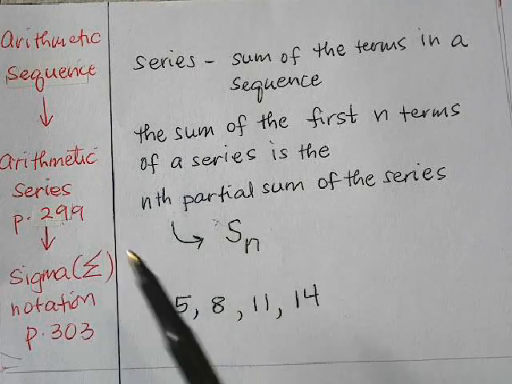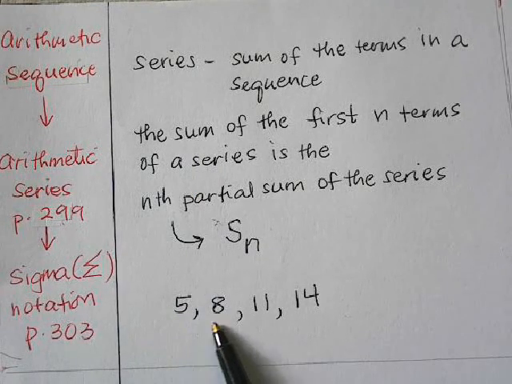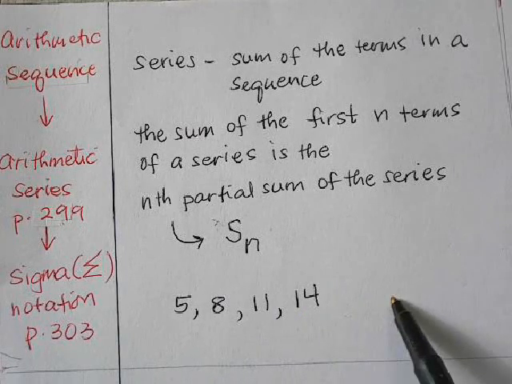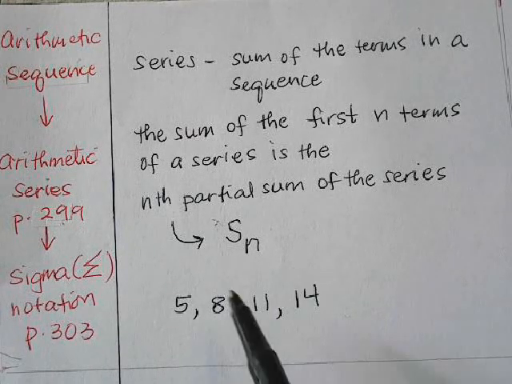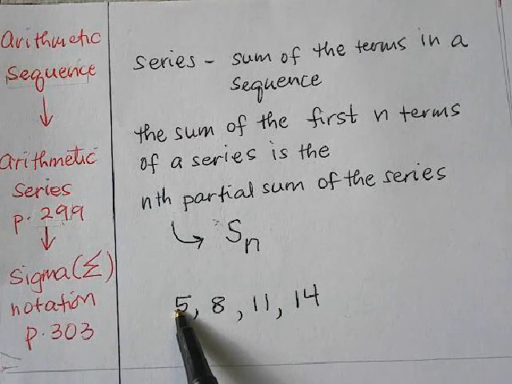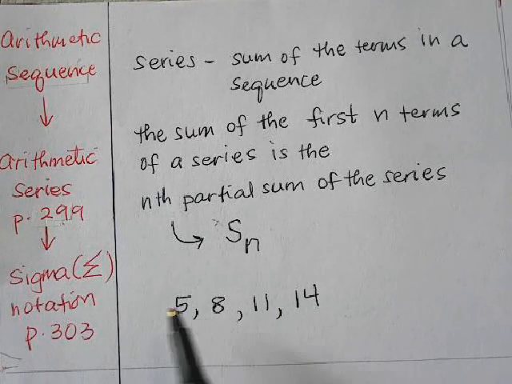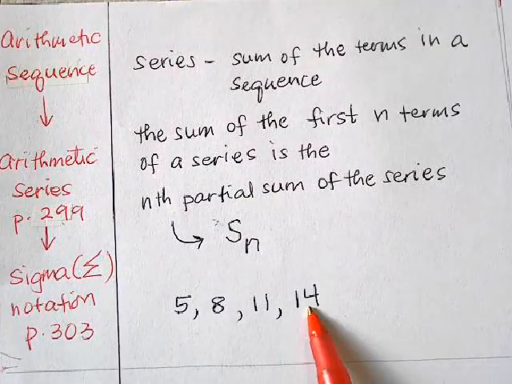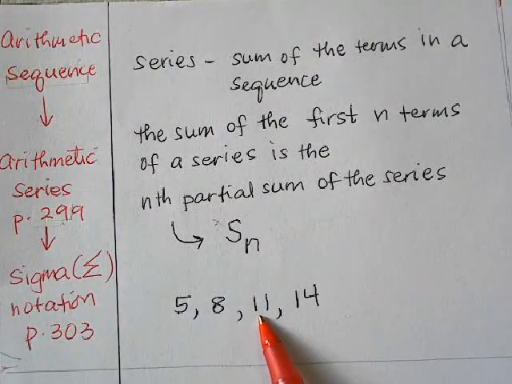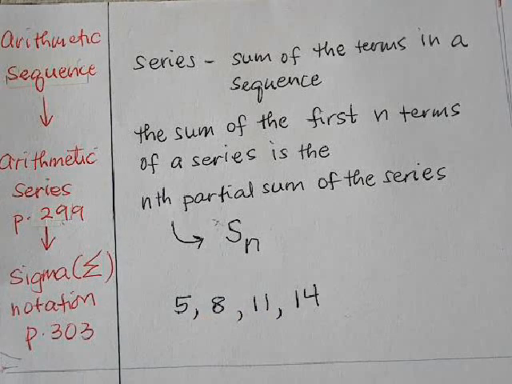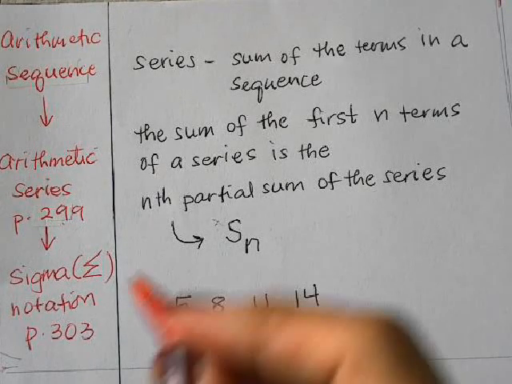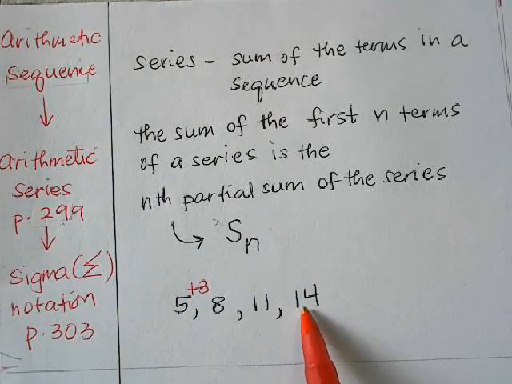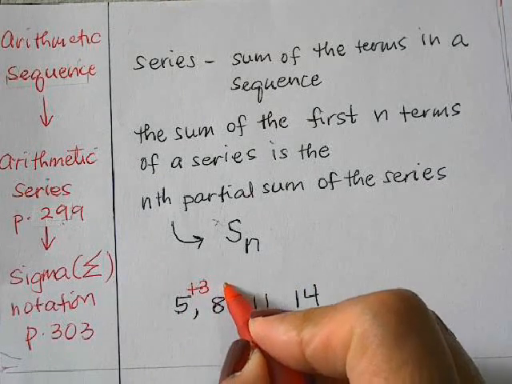A sequence is a list of terms. This is a sequence, and you can continue it without end. We know our first term is 5. What is our common difference here? You subtract 14 minus 11, 11 minus 8, 8 minus 5, and we find out it's 3. To get the difference, you start from the last going back. It's easier.